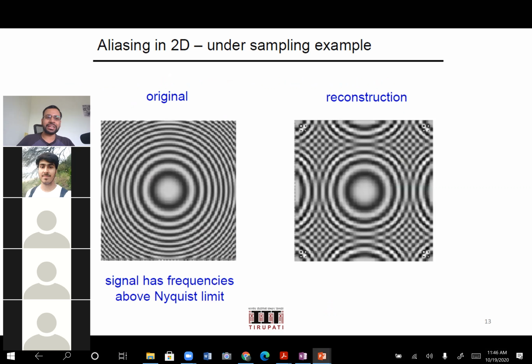So this is another example of a 2D case where, as you could see, copies are placed along the x-axis and along the y-axis. Suppose this could be the Fourier transform of the original signal, but if you are not taking enough samples of your signal in the spatial domain, you could end up with frequencies like this, right? This should be quite obvious because you are keeping copies on all sides of it.